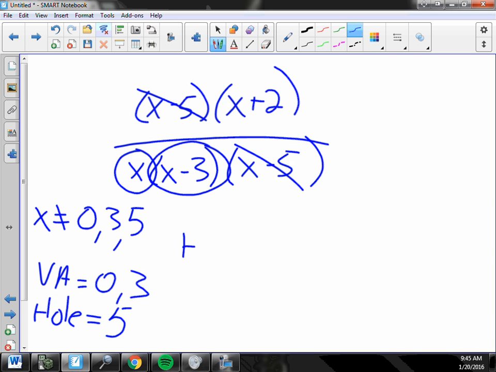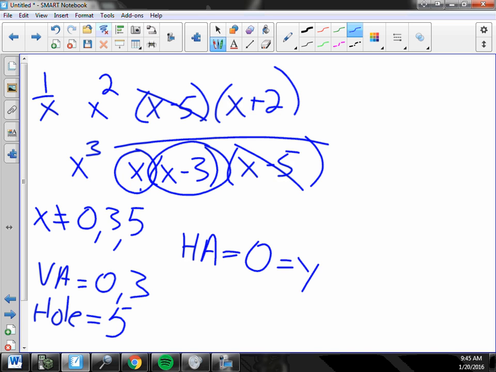Do I have any horizontal asymptotes? Well, what is the leading term going to be on top? X squared. So if I were to multiply all that together, I'd get x squared on the top. What's the leading coefficient going to be down here? X to the third. And I divide that and I get 1 over x, which has a horizontal at 0. So the HA is at 0. And that's actually a y value, right? You need to remember that HAs are y values. Okay?